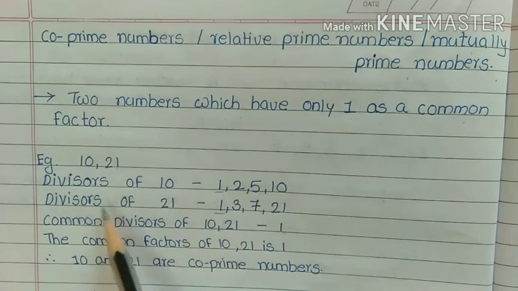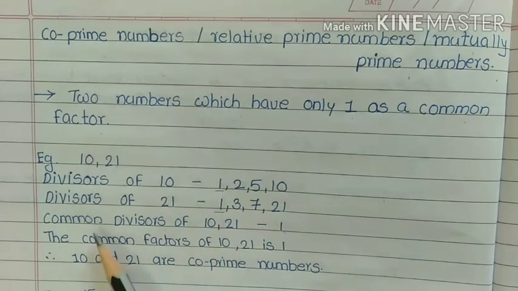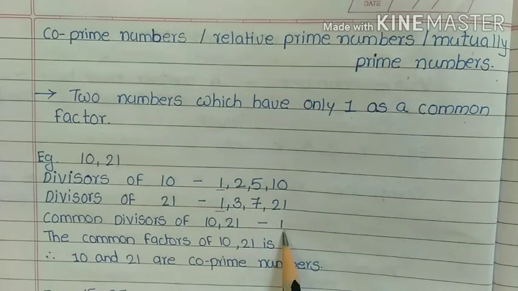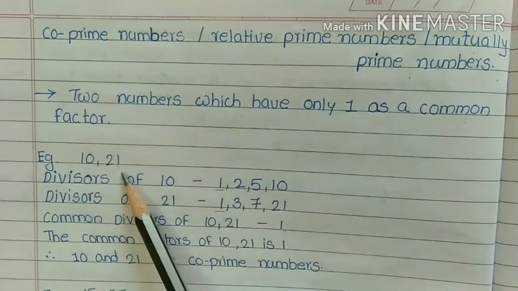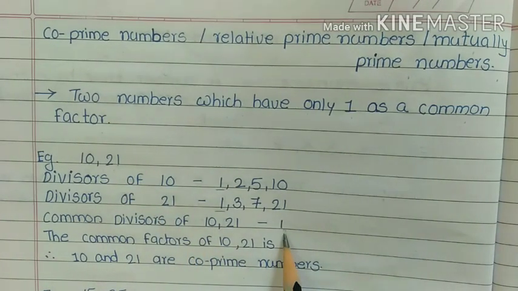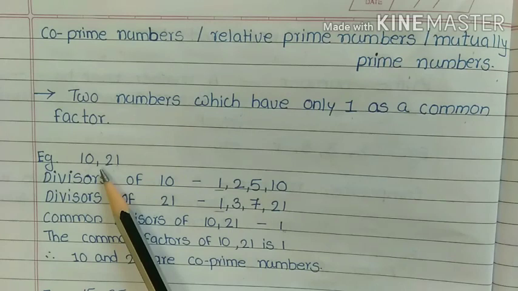First, write the divisors of the given numbers. Then, underline the common divisors. Write the common divisors of them. If only 1 is a common divisor, then the given numbers are co-prime numbers. If the common divisors are more than 1, then they are not co-prime numbers.